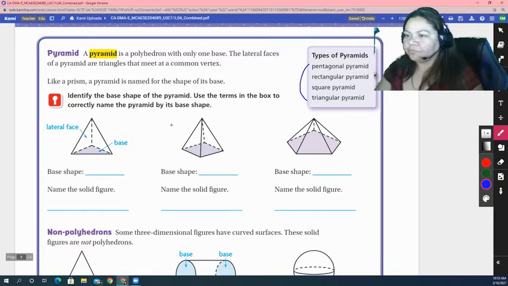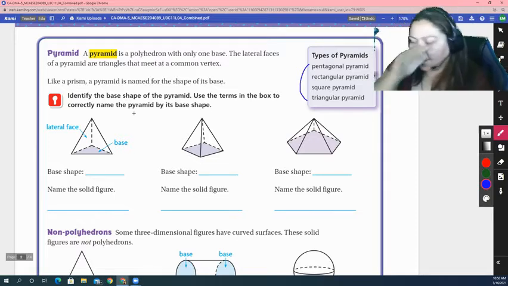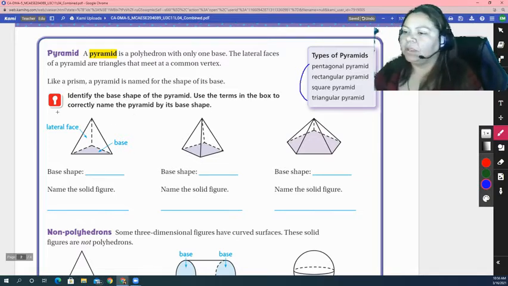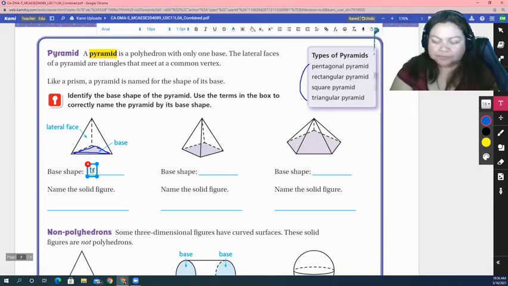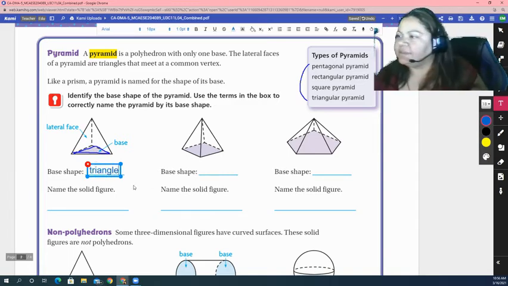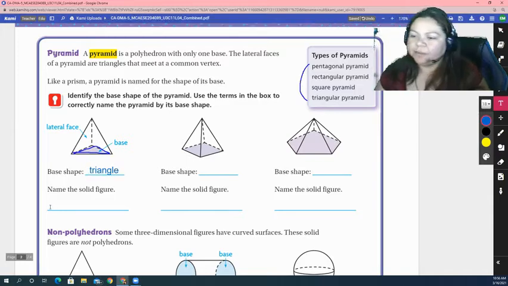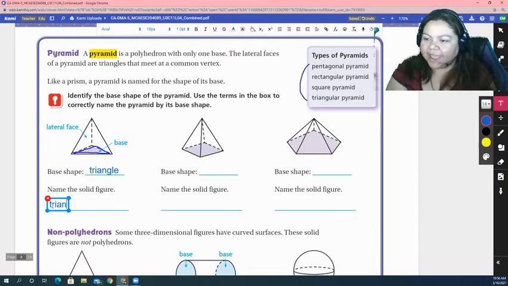So let's go ahead and look at the base. In this one, we have a triangle, right? That's the base, a triangle. So we're going to type here, the base shape is a triangle. So that means that the name of this figure is a triangular pyramid. Ooh, triangular pyramid.